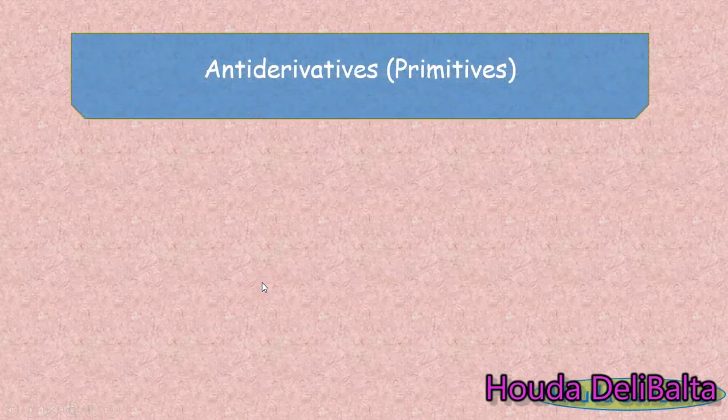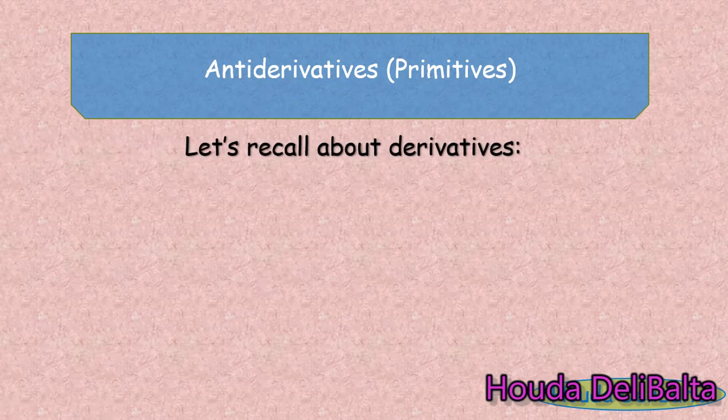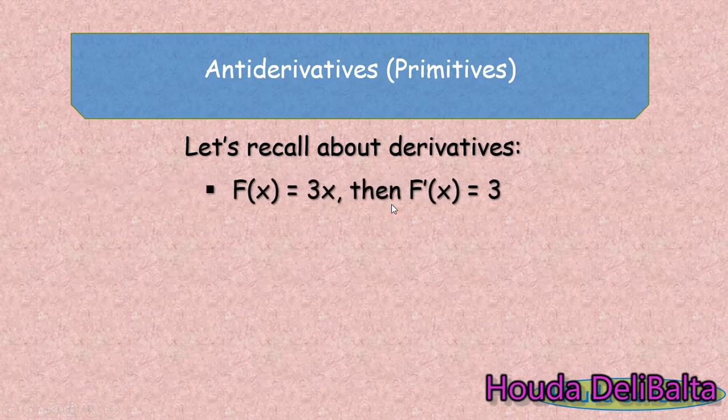Here comes our new chapter, titled Antiderivatives, or what we call primitives. And as you notice, the word is antiderivatives. So there is a relation to derivatives. And because of that, let's recall derivatives.